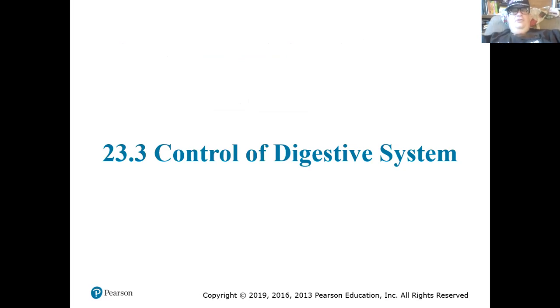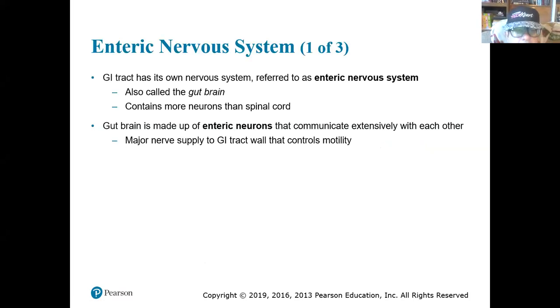All right, control of the digestive system. Hold on. Okay, let's try that again. We're going to do control of the digestive system here. All right.